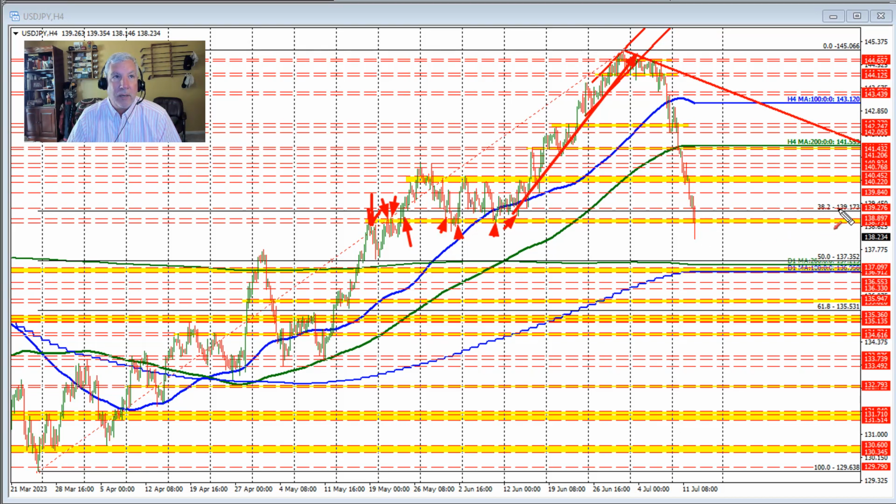Also, the 38.2% retracement of the move up from this March low to the high price here would also be a level that if the market were to get back above, it would increase the bullish bias. On the downside, the 50% of this move up comes in at 137.35, and also the 200 and 100 bar moving averages on the 4-hour chart are also in play near that 50% retracement level. So those are other key targets on the downside.